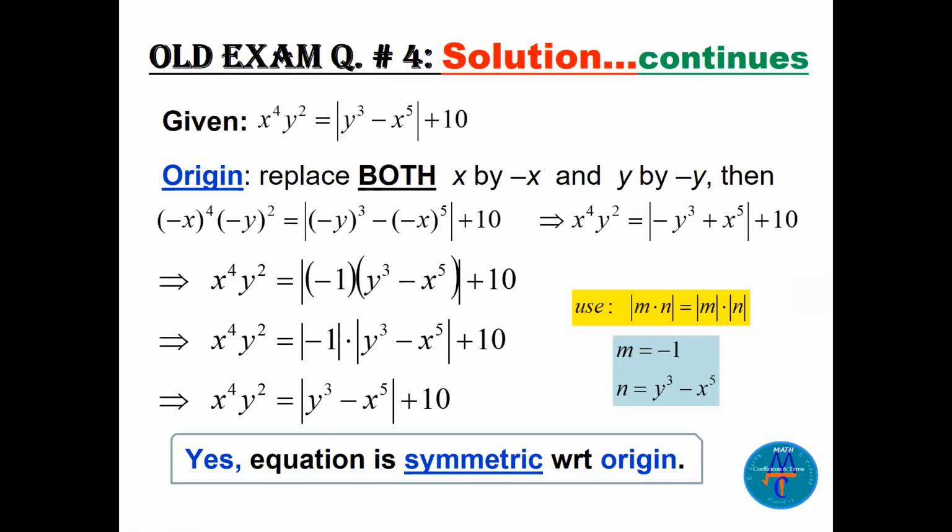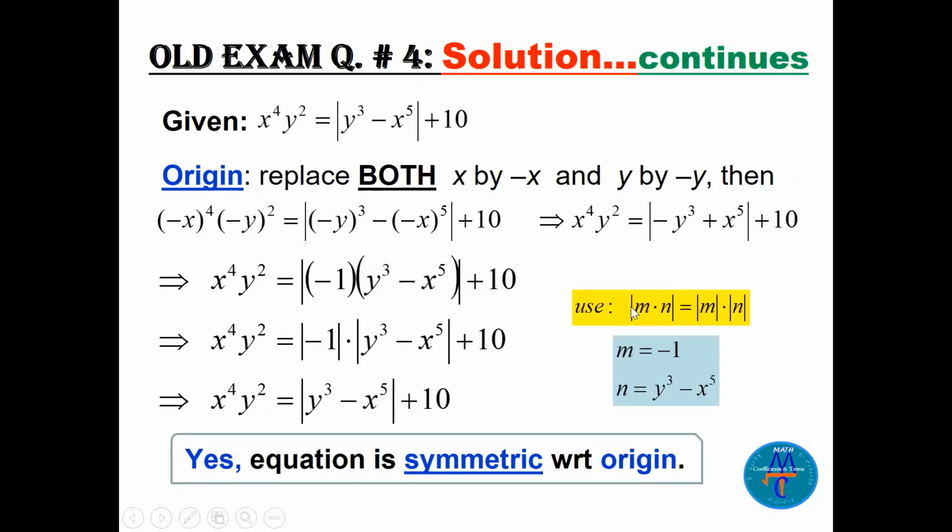I put all the details for you here. You replace both x with minus x, y with minus y, or put minus everywhere. Everything you have to put minus. Simplify it. This is even, so 4. This is even, also 2. This is odd here, minus, and this is a plus. Take a minus 1. See, take a minus 1. This becomes y cubed minus x power 5.